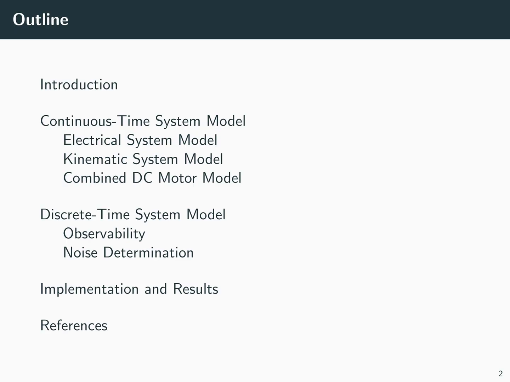Here is an overview of today's presentation. We will begin with an introduction, followed by the continuous time system model, which includes both the electrical and kinematic system models. Next, we will explore the combined state-space model and discuss its observability and noise determination. After that, we will delve into the discrete time system model. Finally, we will cover the implementation and results, and conclude with references.